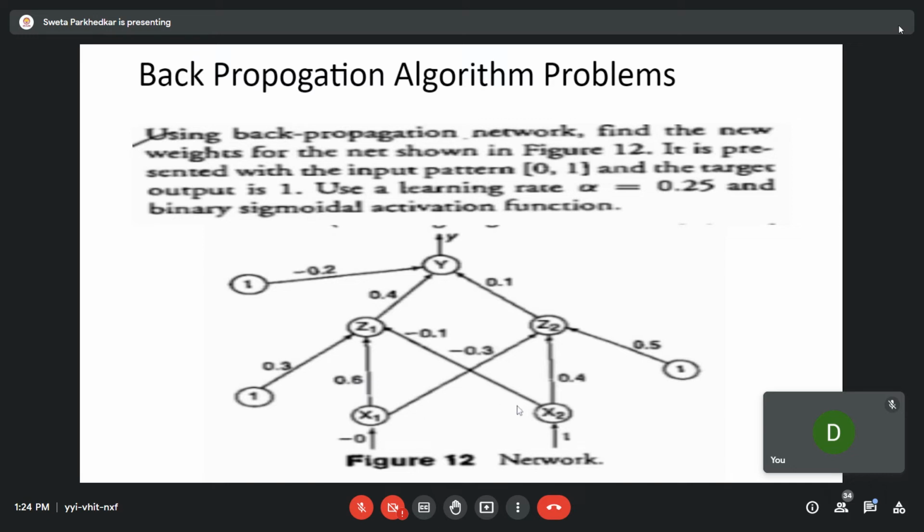Similarly, find it for V21. So for V21, it is again alpha into delta 1 into, let's say, minus 0.1. If you keep changing like this, you will get the values of delta V11, V21, V01.